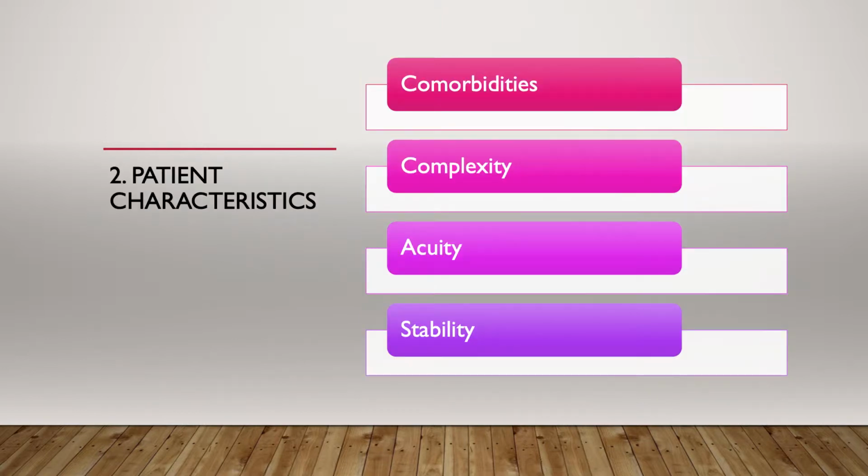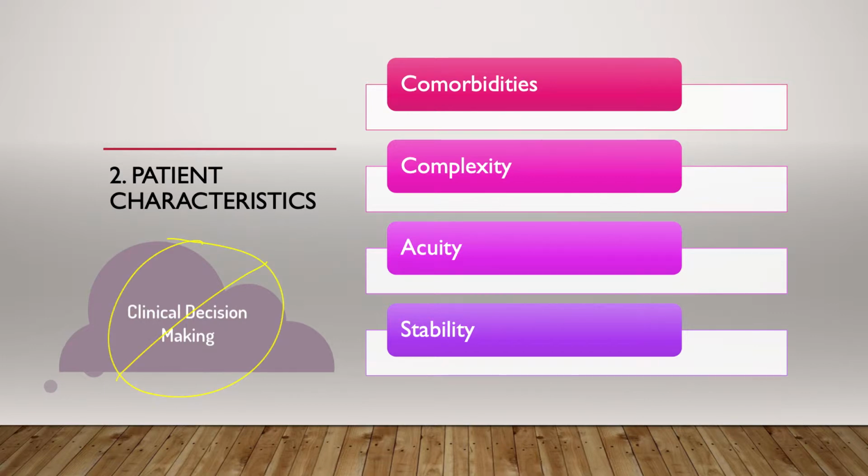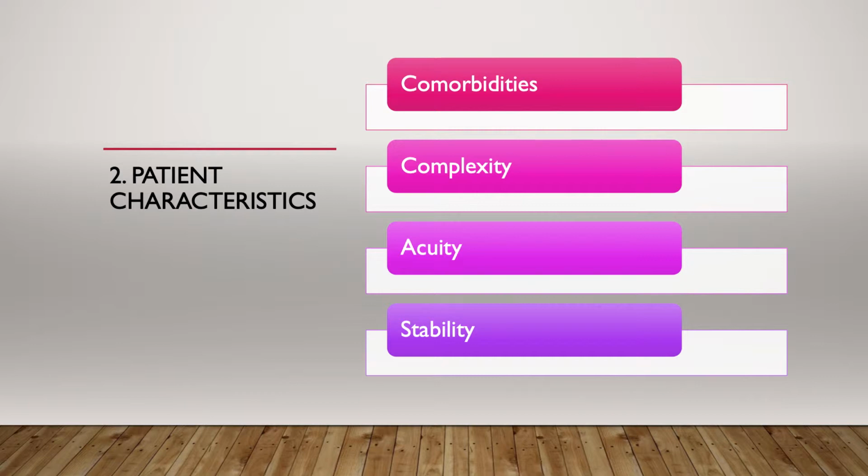Another consideration is the patient's characteristics. Remember that the PTA's scope of practice does not include clinical decision making. So if the patient's presentation suggests that decisions will be required on a regular basis, their care should probably not be delegated to the PTA. For example, is the patient's list of comorbidities so complex that clinical decision making will be required on a regular basis? Or is the patient so acute or so unstable that interventions will require continuous decision making? If so, this patient's care would be beyond the PTA's scope.